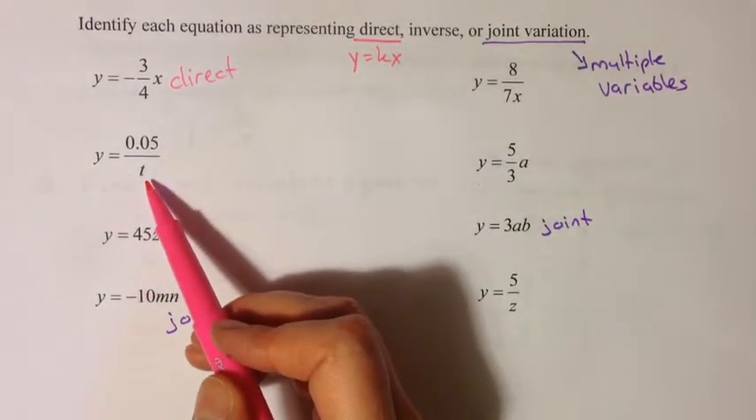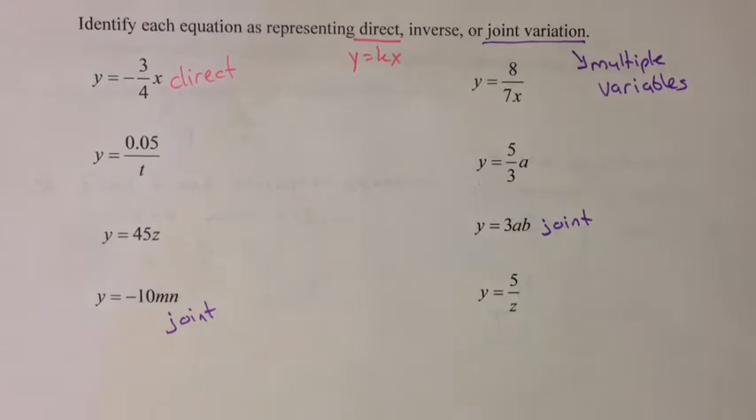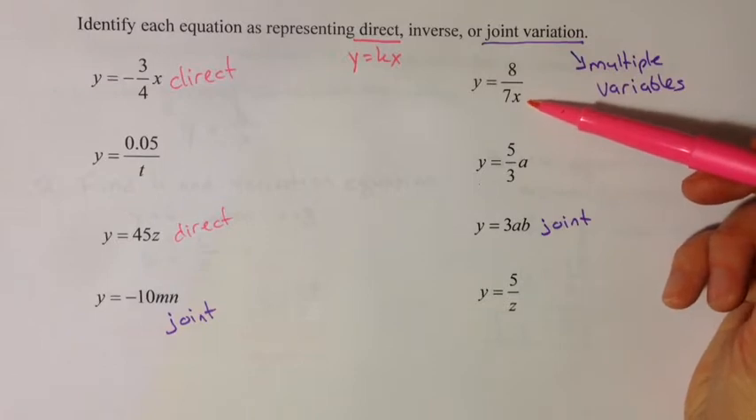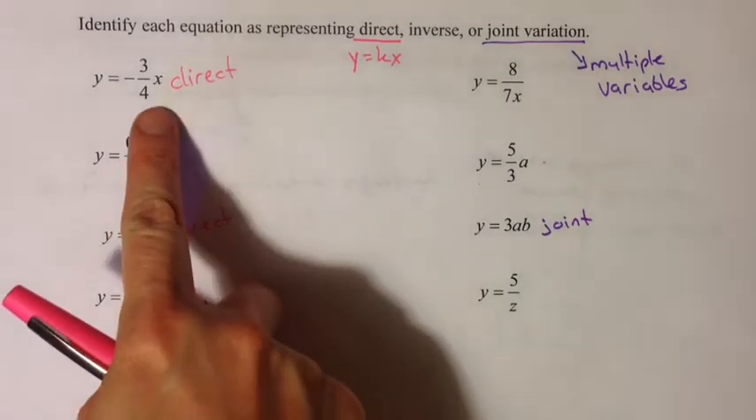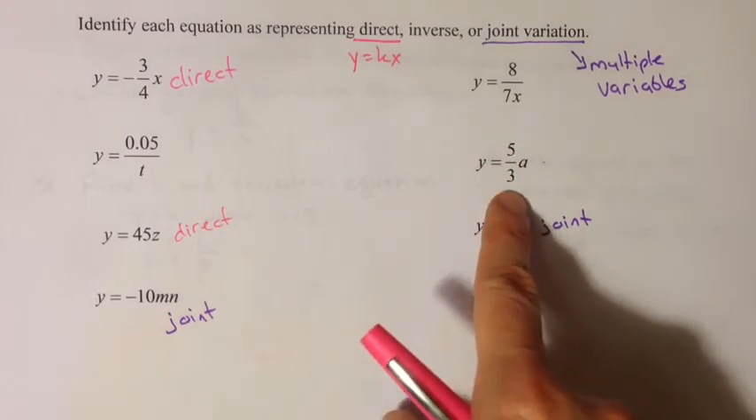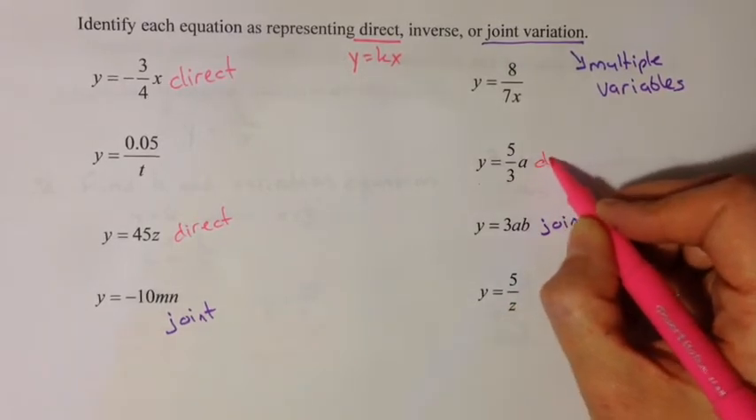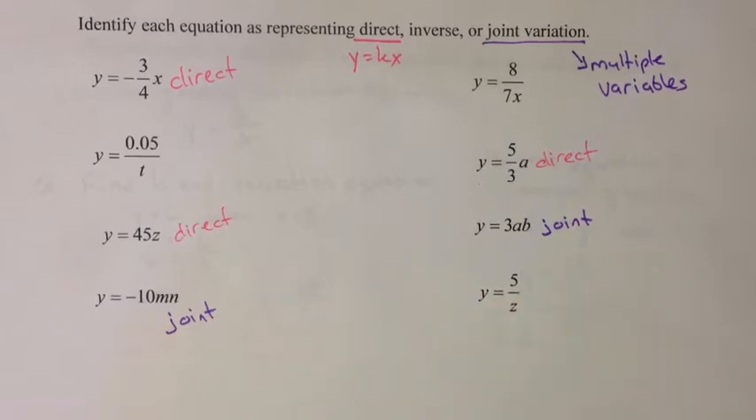Here, the t, the other variable, is in the denominator, which makes this not direct variation. But here, y equals 45z certainly is direct variation. Here again, my variable is in the denominator, so it's not direct variation. And then here with my y equals 5/3 a, this one is direct variation. Again, it's kind of like my first example. Even though the constant of variation is a fraction, the y and the a are still on the same level, and we're not dividing by a variable. So this is direct variation as well. And then here with y equals 5 over z, that z is in the denominator, which makes it not direct variation.